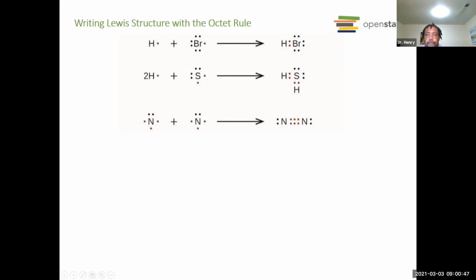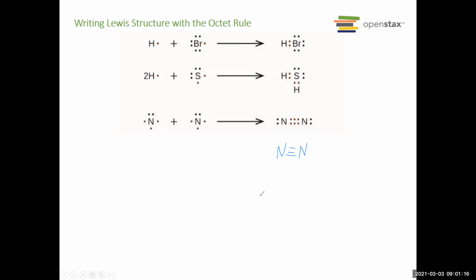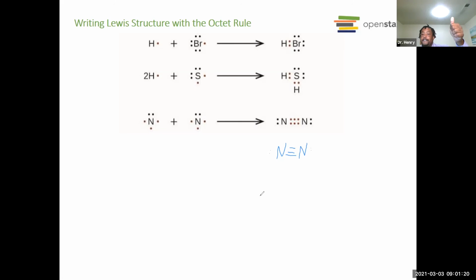And then in the case of nitrogen, nitrogen is a diatomic. So in that case, we have 5 around this nitrogen, 5 around this nitrogen. The only way that it can reach its octet is if it forms a triple bond. So then we end up with just N triple bond N. Okay, piece of cake? Yes, no, maybe?